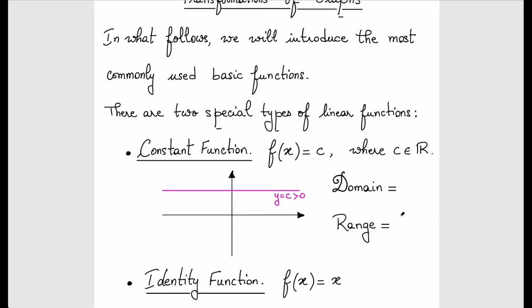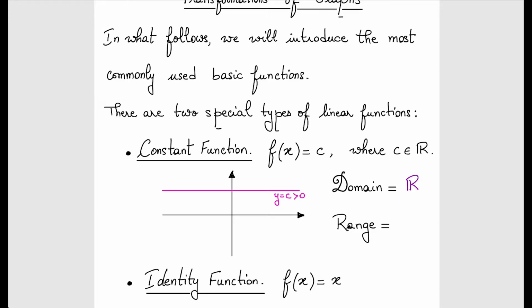Correct? So let's find the domain and range for such a function. What's the domain of this horizontal line? The domain, in other words, try to flatten or project all the points on the graph of the function onto the x-axis, and you're going to see the entire x-axis. So the domain is simply all of R, so minus infinity to plus infinity.